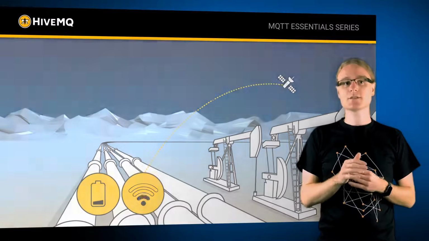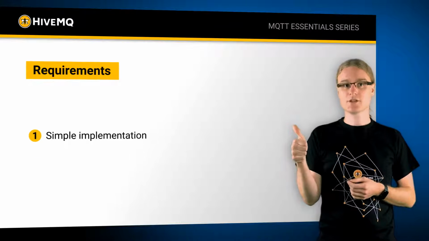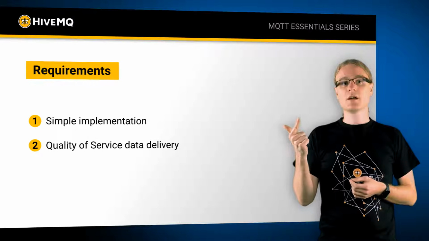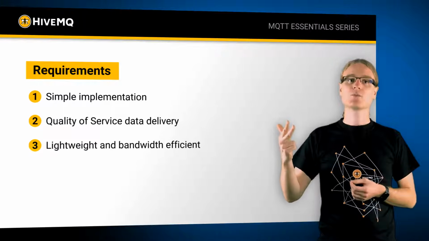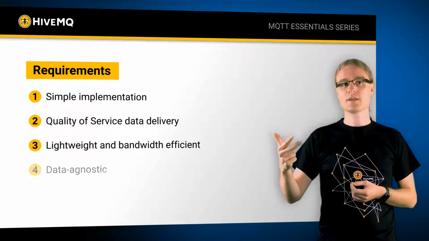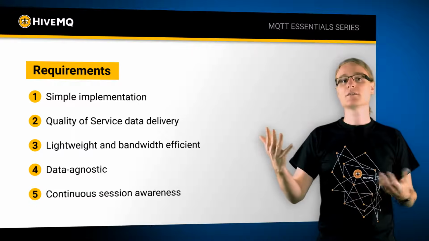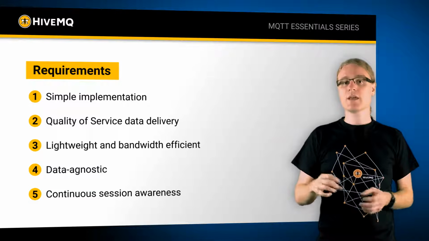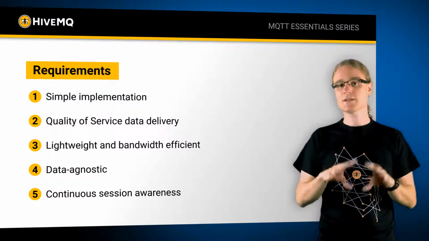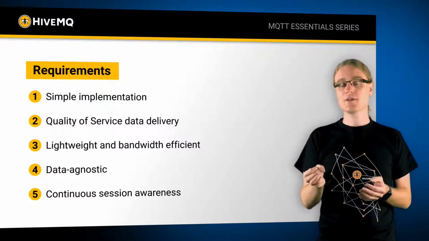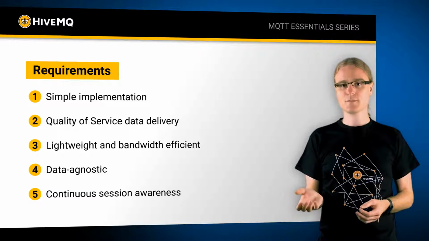And the requirements these gentlemen identified were the following. Number one, simple implementation. Number two, quality of service data delivery. Number three, lightweight and bandwidth efficient. Number four, data agnostic. Number five, continuous session awareness. And all the MQTT features you will see in the series are based on these requirements. And it turns out these are the exact requirements we also have for the Internet of Things today.